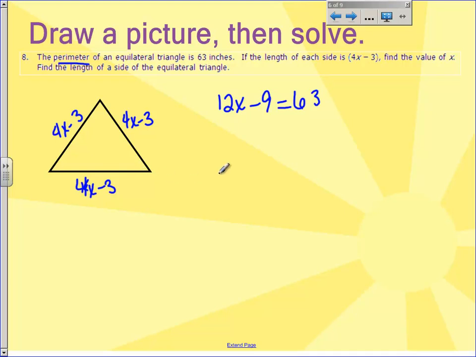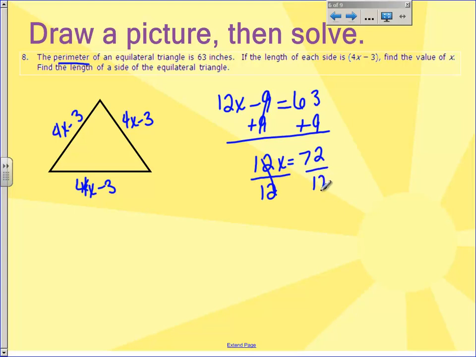I'm going to solve this like I solved all the other ones. I'm going to get x by itself. I'm going to start by adding 9 because that's the opposite. So I have 12x equals 72. And then I'm going to divide both sides by 12 so that I can get x by itself. So x equals 6. So x is 6.